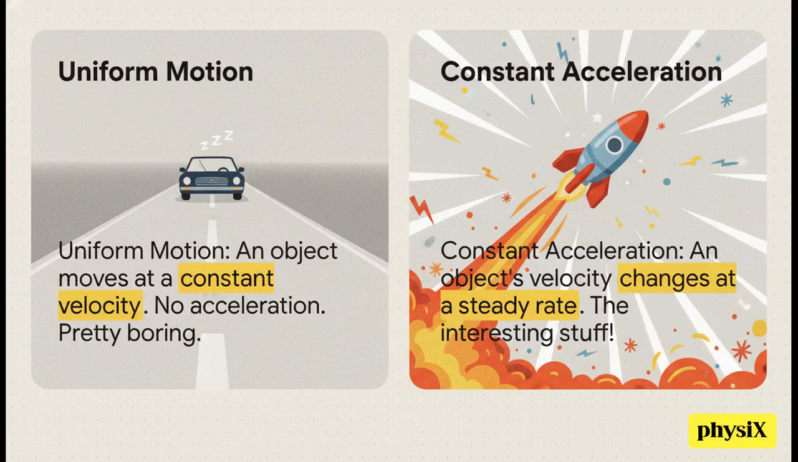Now, we could talk about things moving at a constant speed, like a car on cruise control. But let's be real, that's kind of boring. The really interesting stuff happens when velocity changes. When a car floors it, or you toss a ball up in the air. That's why we're focusing on constant acceleration, where things speed up or slow down at a nice steady rate.